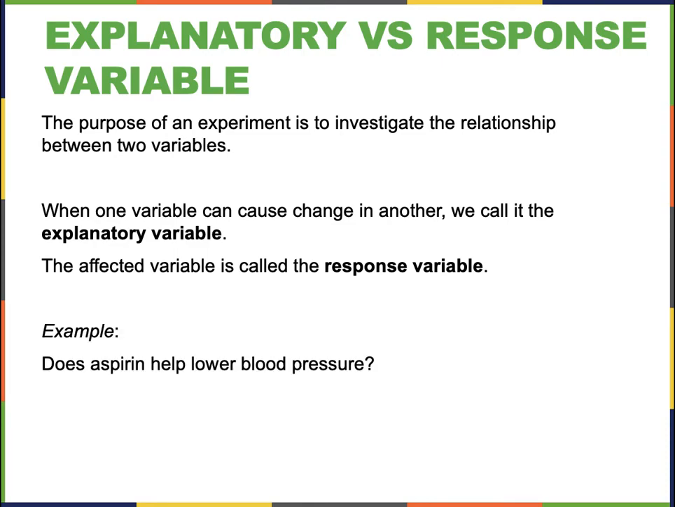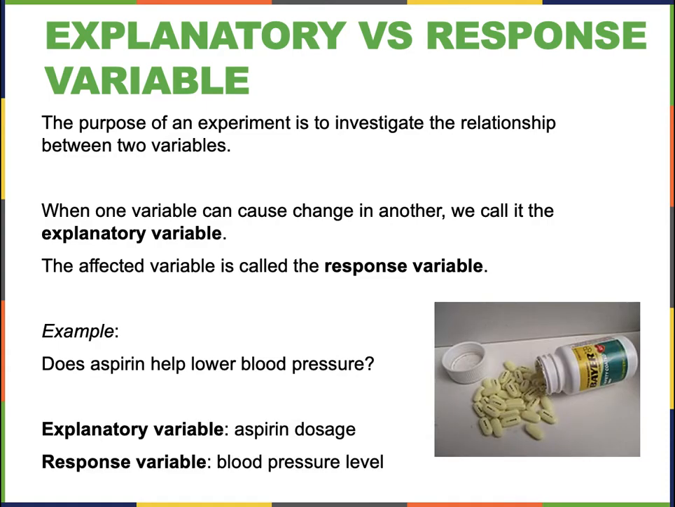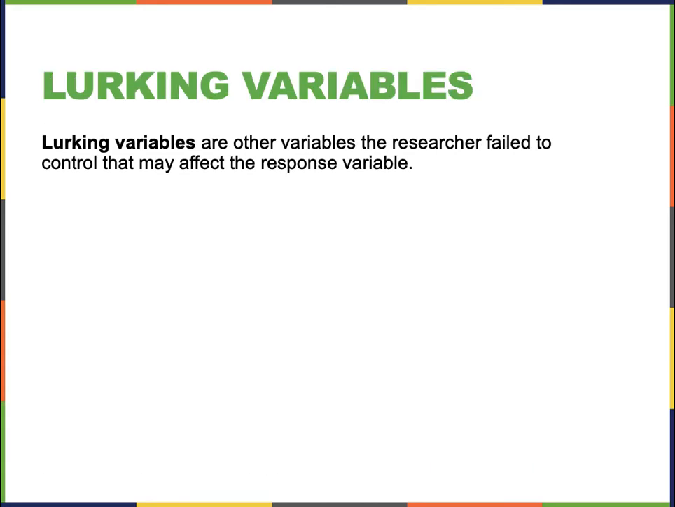So again, let's use the example that I mentioned previously. Does aspirin help lower blood pressure? In that example, if we were to perform this experiment, the explanatory variable would be the aspirin dosage because this is the variable that can potentially cause some type of change. The response variable is the variable in the experiment that could potentially be affected. So in this case, it's the blood pressure level because the blood pressure could potentially be affected by the aspirin dosage.